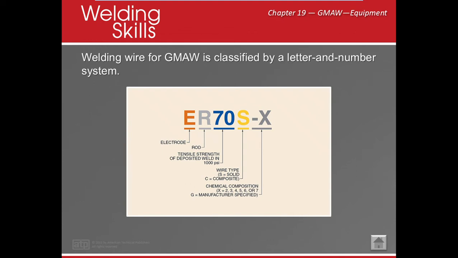So we need to talk about some filler material. Now, in order to understand how things work, we need to discuss specifications and classifications. The American Welding Society, or AWS, has been around for about 100 years. They set codes and standards like rules and regulations to a game.